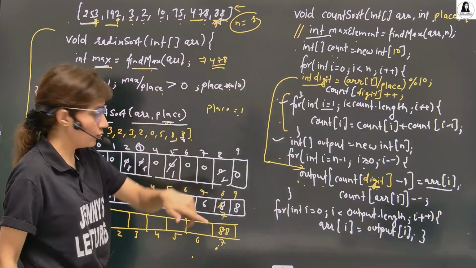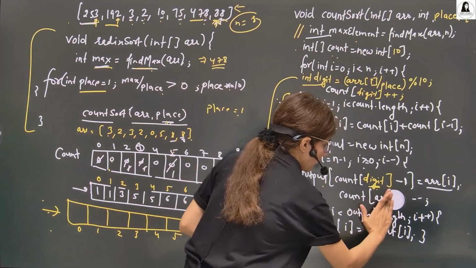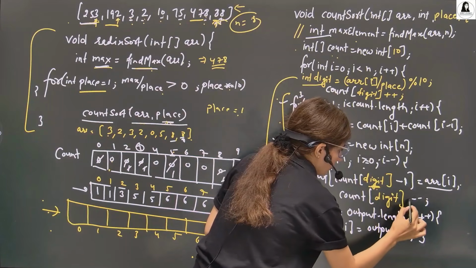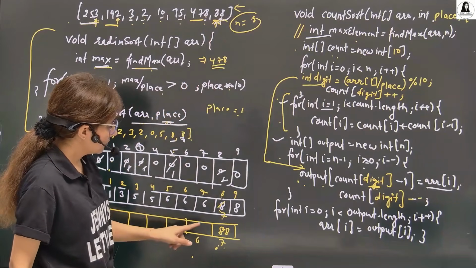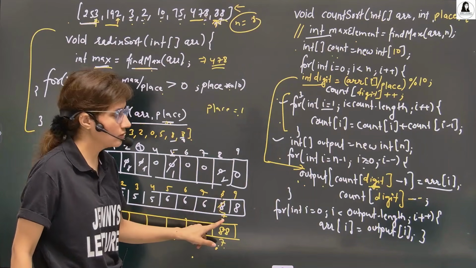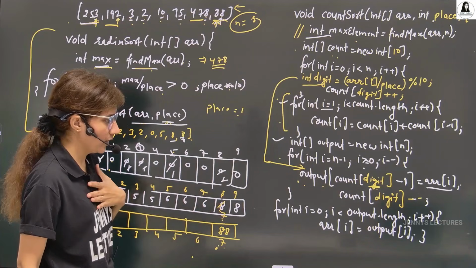we store whatever the element arr of i is, that is 88. Now we decrement the count. Rather than array of i, we write the digit here. The digit was 8, so at the 8th index, whatever the value is, we do minus minus. So it becomes 7 now. I hope you get it.